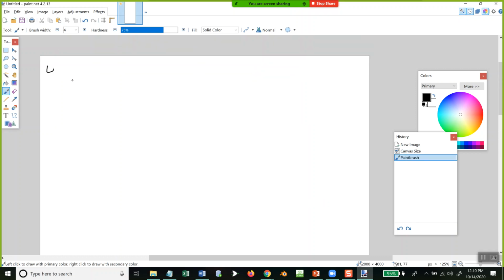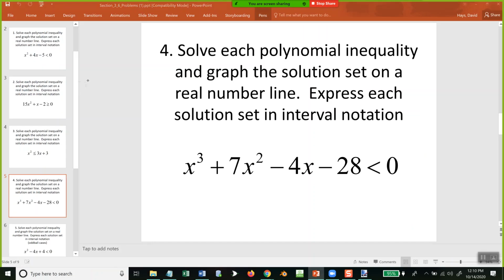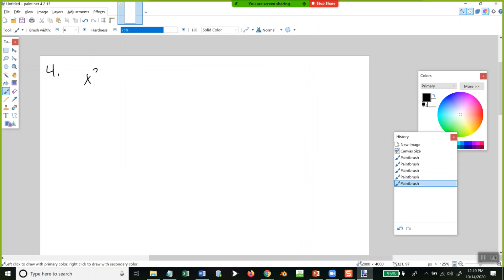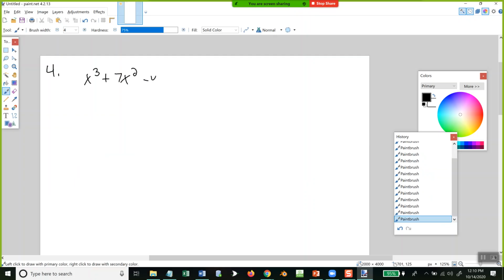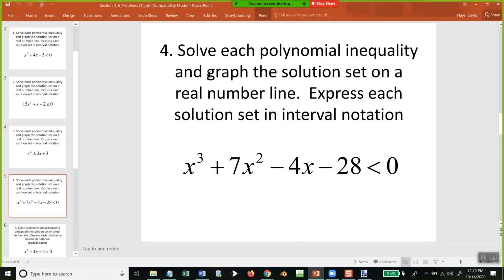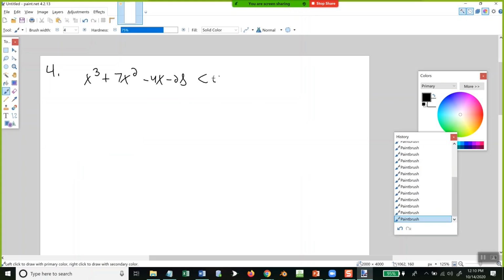Got x to the third plus 7x squared minus 4x minus 28 less than 0. Same steps. Step 1, get everything on the left side, 0 on the right side. That's done. Step 2, set the left side equal to 0 and solve it.